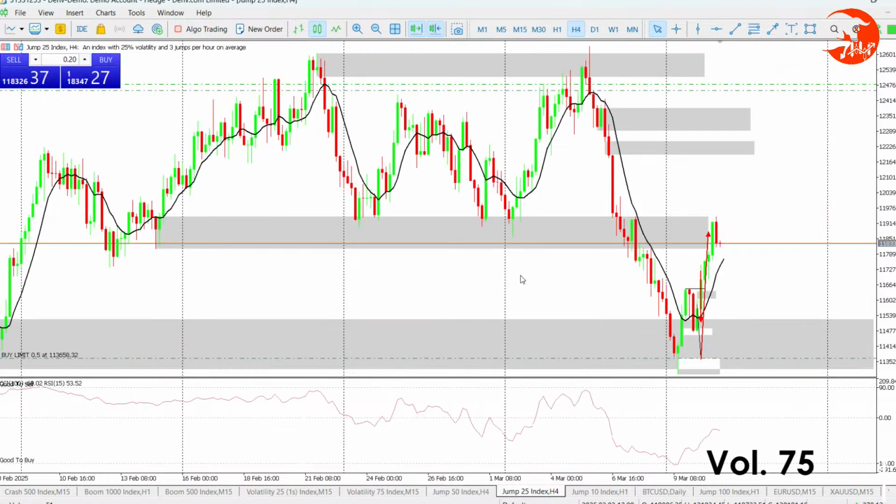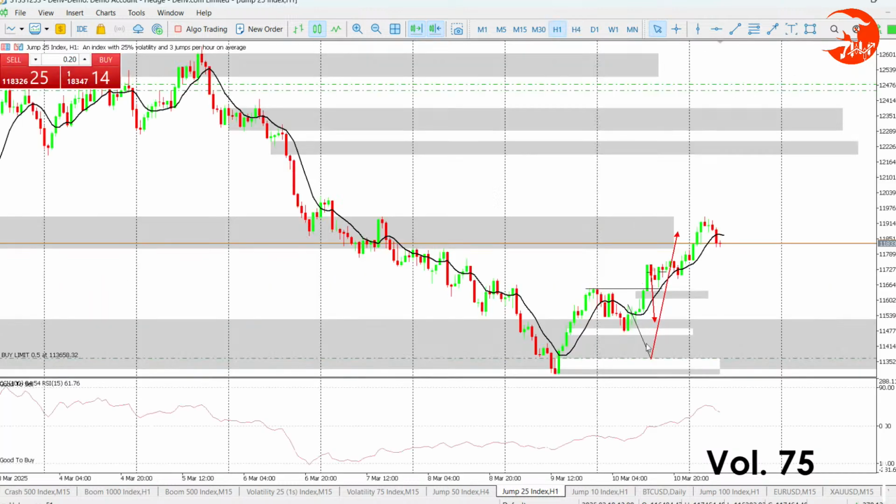Now let's head to jump 25. Today's market is a mess. Wow. All right, so H4, we are looking for buys. We have a change of character, so we need a pullback. So yesterday we were waiting for the pullback. It never happened.